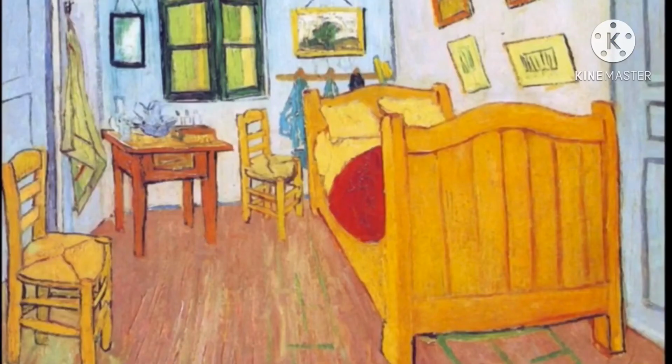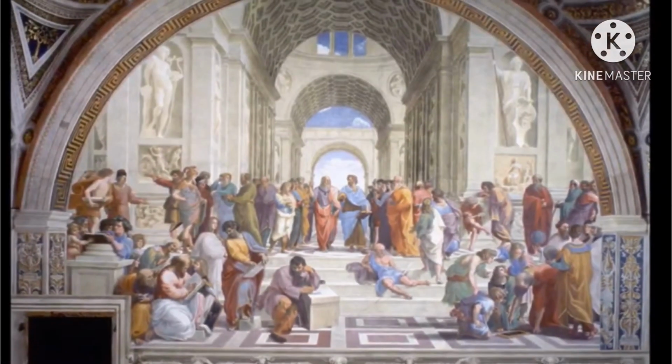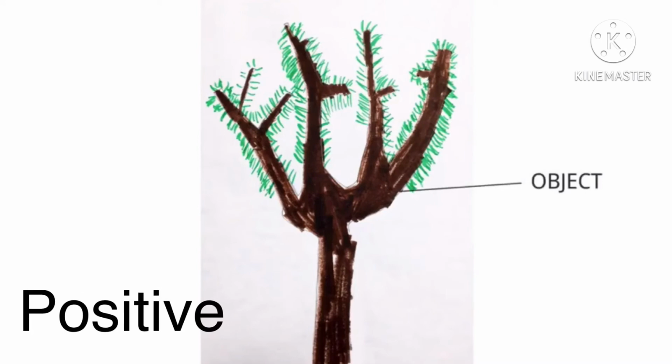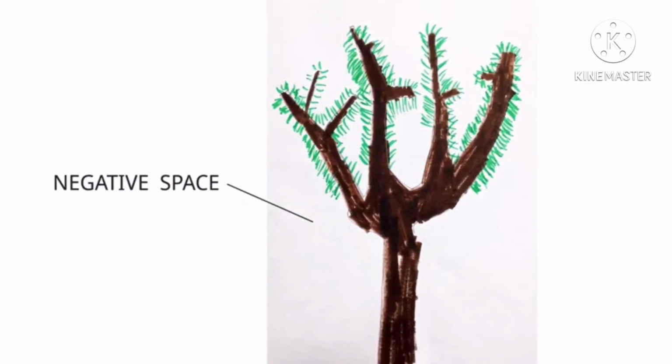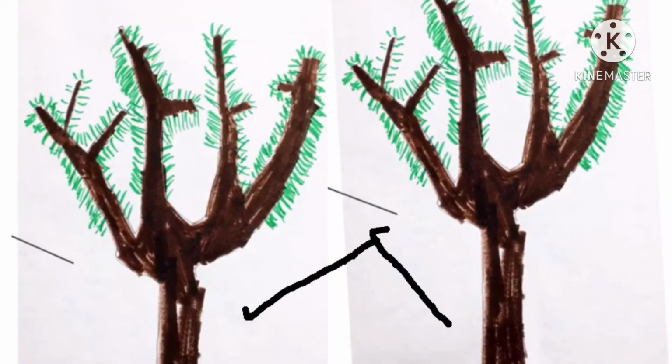It can be within an artwork like a drawing or a painting, and also contains the surrounding area of the artwork. There are three types of space. We have the positive, negative, and white. Positive space is created in the areas that are occupied by an object, and the negative space can be seen around the object. And the white space is the space created between the objects.